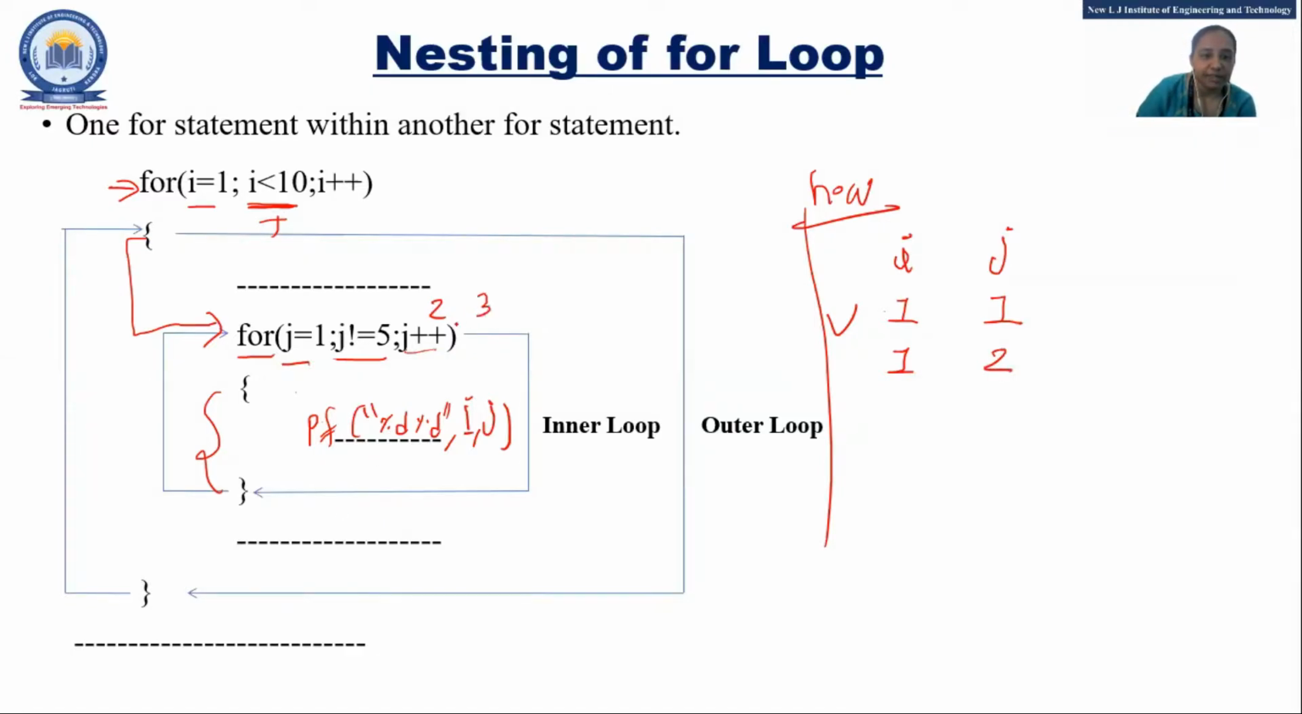Next time, again j will be incremented, so it will print 1 3. Again j will be incremented, so it will print 1 4. Next time j will be incremented and it will become 5. Now j not equal to 5, is the condition true or false? Yes, it is false. So it will not go inside the loop, right? Clear? So what happened at that time? It will come here.